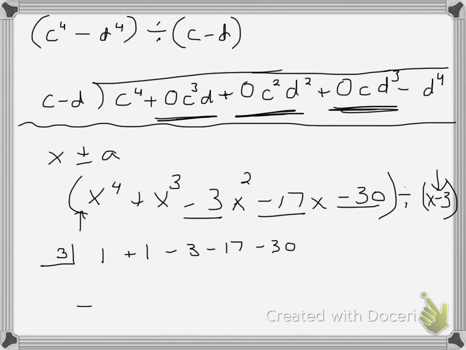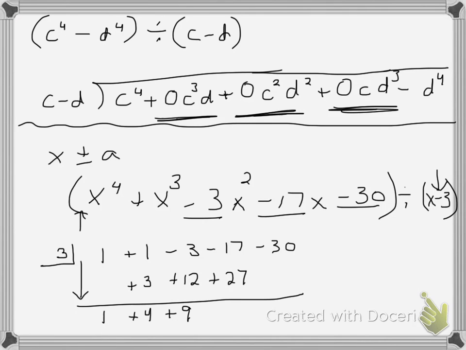So the technique will be bring down, multiply, add. Okay, so this is how it goes. The first one brings down to just a 1. 1 times 3 is a plus 3. I'm sorry, sum them, don't subtract them. Sorry. Sum them would be a plus 4. Multiply back would be a plus 12. Sum them would be a plus 9. Multiply back would be a plus 27.